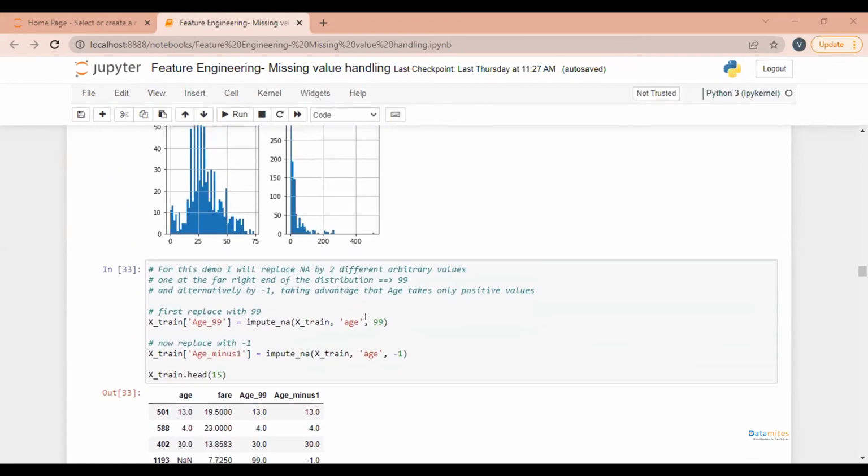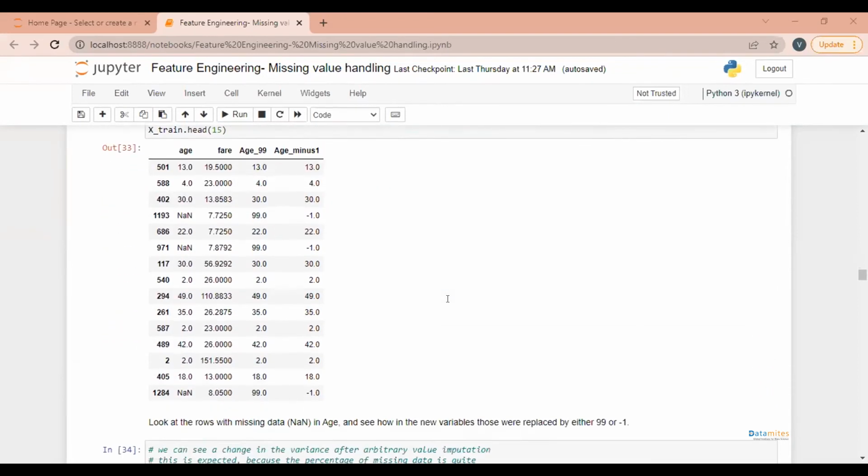As I said, we have taken 99 because 99 is not part of the distribution. We can say that 99 lies towards the extreme right side of the distribution, and -1 lies towards the left side of it. Again, -1 is suggested when most of the data is positive. We can go for -1 imputation as well.